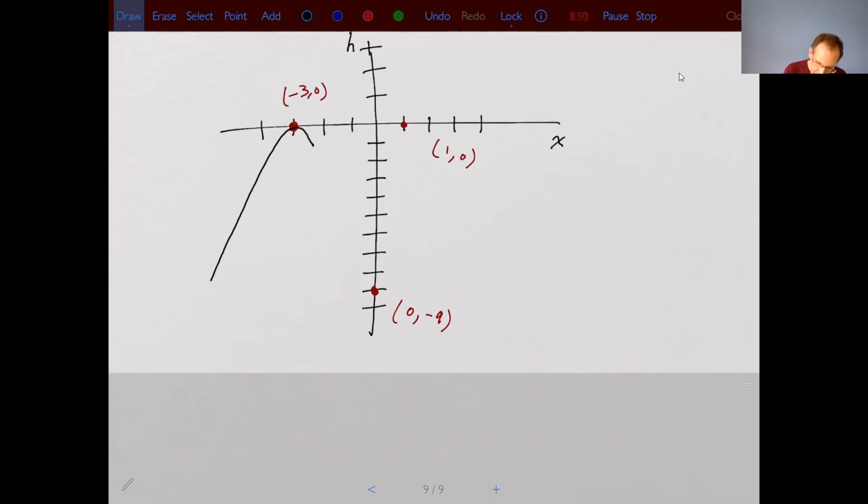Okay, and how do we know it's not coming from above? Because we said as x gets really, really small, the function went towards negative infinity, so it's got to be coming from this direction. We also know that it's going through (1, 0), right? That second root, and that has a multiplicity of 3.